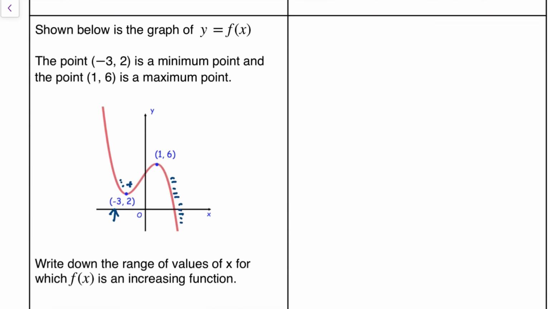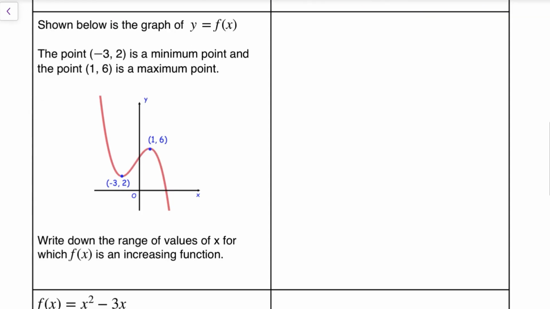Next question. All right, shown below is a graph of y equals f of x. The point minus 3, 2 is a minimum point, as on the graph, and the point 1, 6 is a maximum point, as on the graph. They're actually called local minimum, local maximum, but that's okay. Write down the range of values for which f of x is an increasing function.